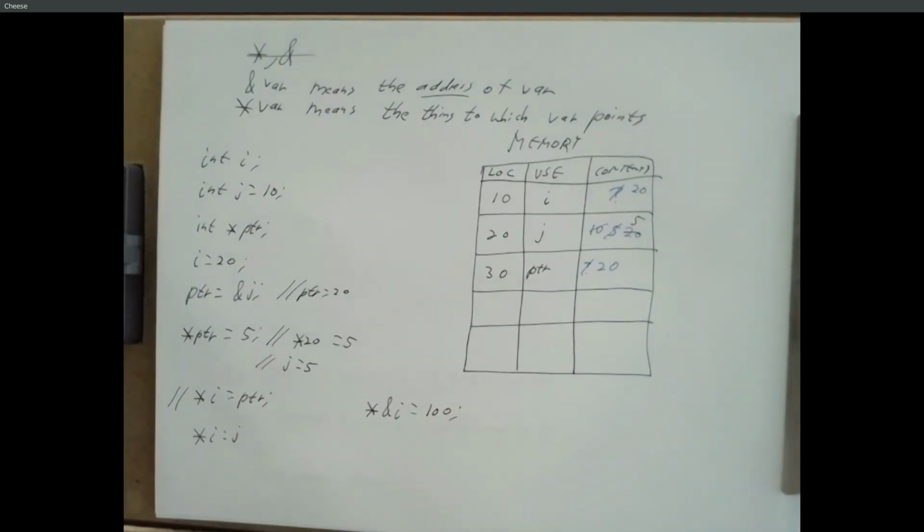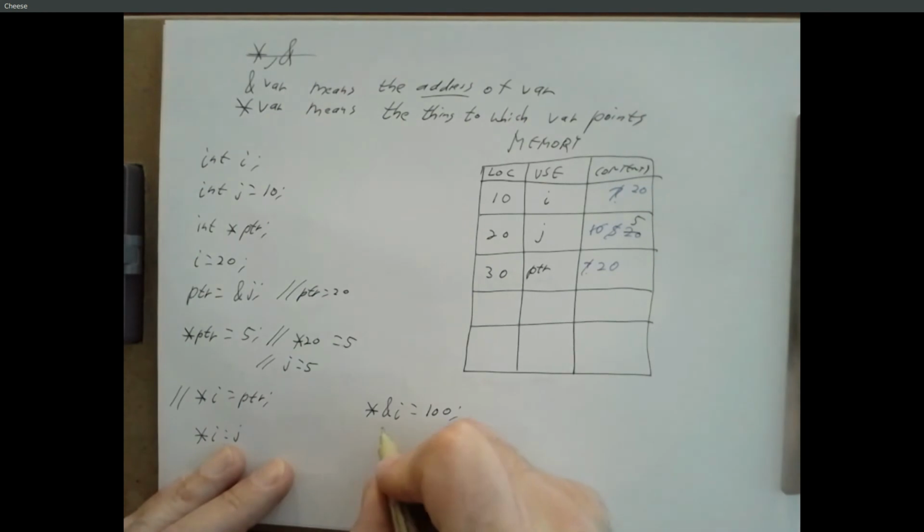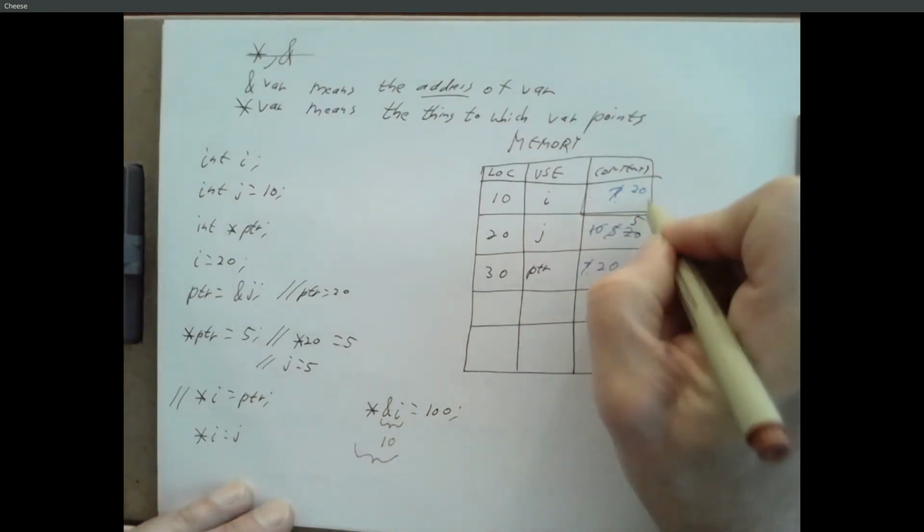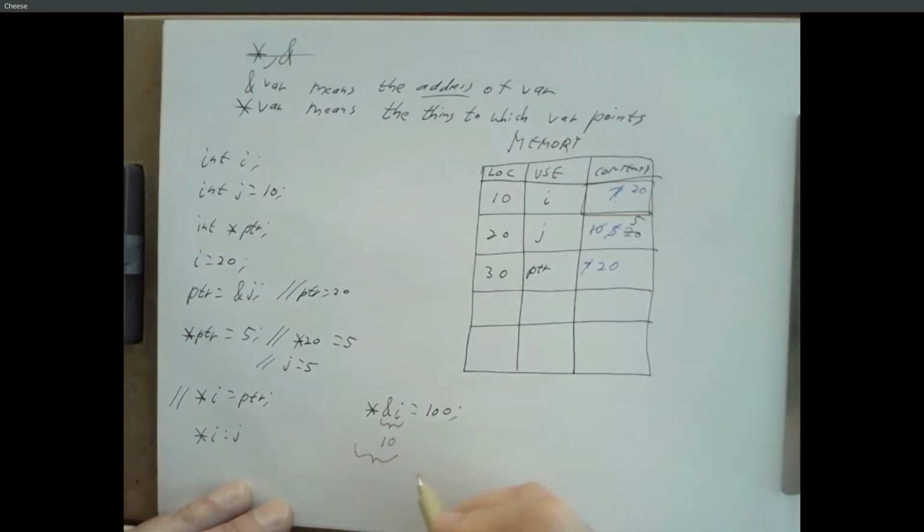All right, star ampersand I equals 100. I can do this all day. It's going to change the contents of I to 100. Why? Because the ampersand says the address of I. So the address of I is 10. Change the contents of that address to 100. Okay, perfect. So ampersand I is the address of I. That's a 10. Star 10 is this box right here. So set that box equal to 100. And that's just a long-winded way of saying I equals 100.